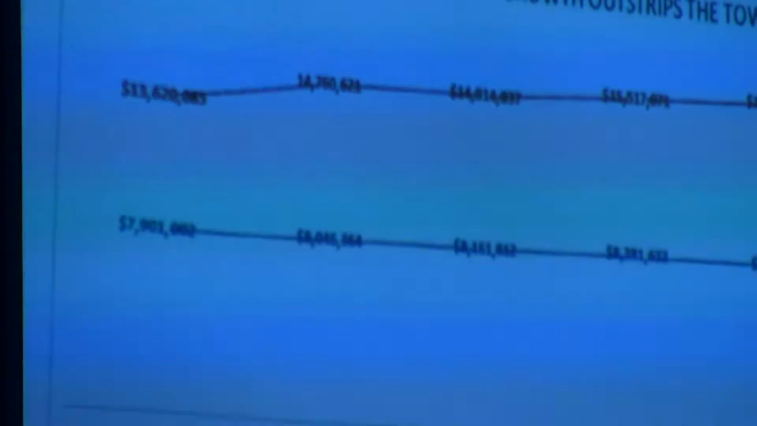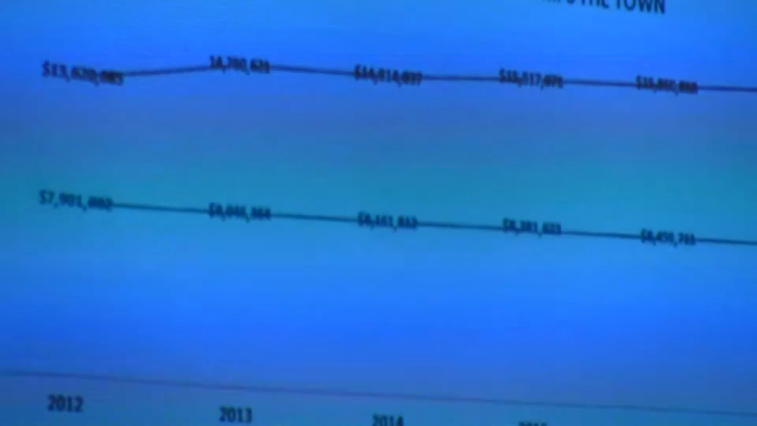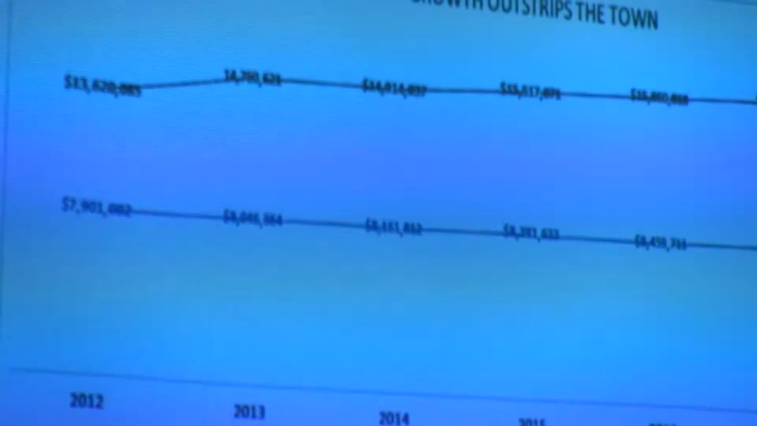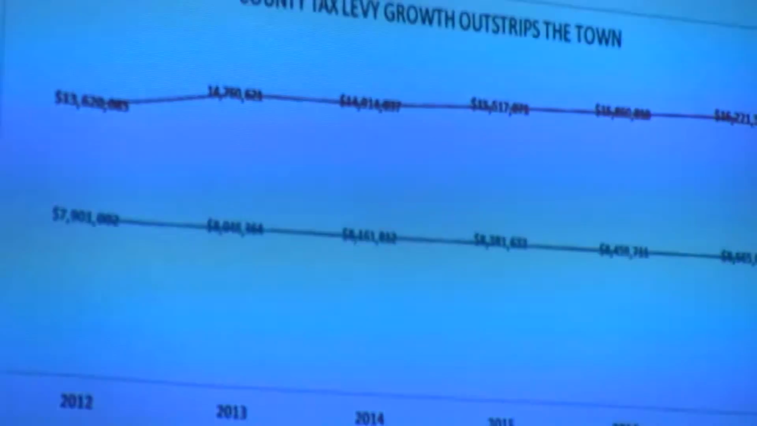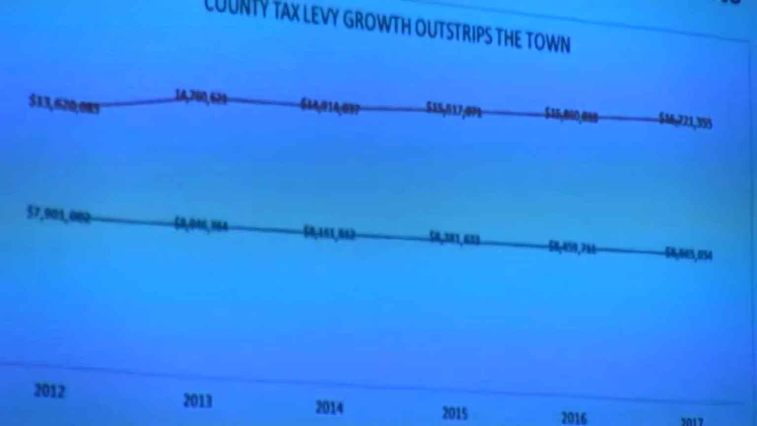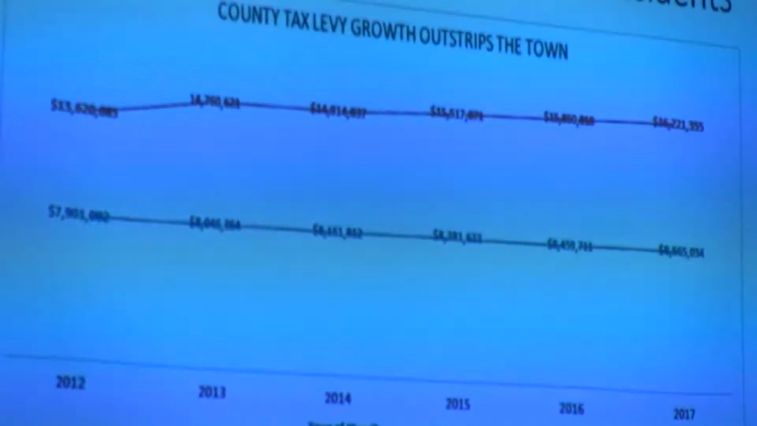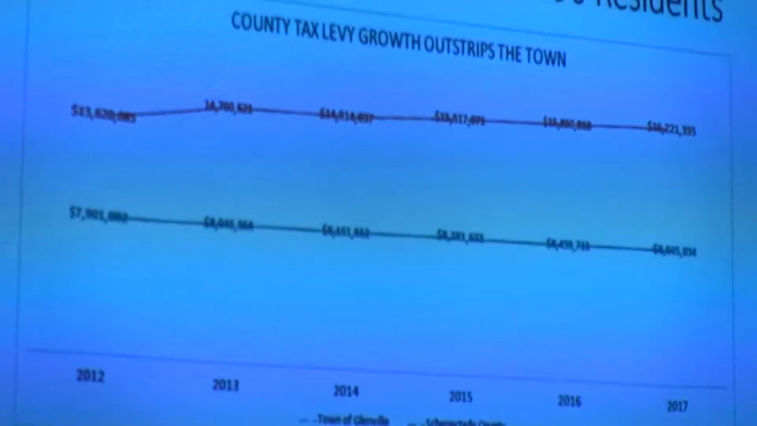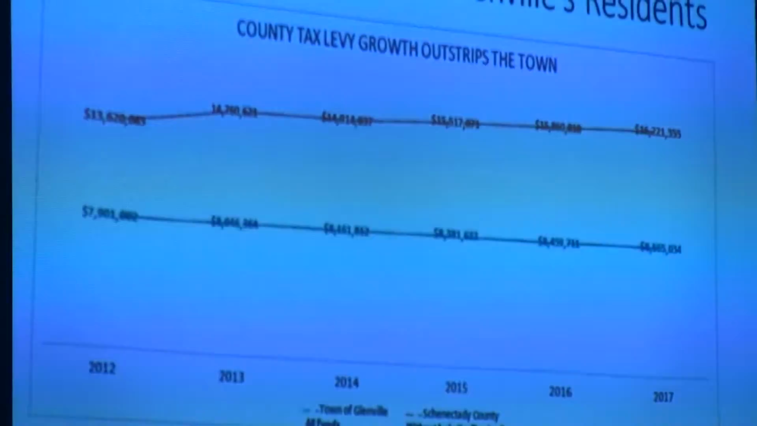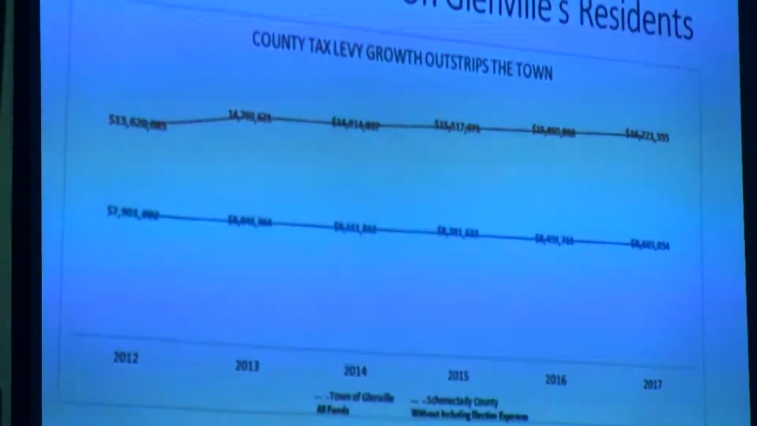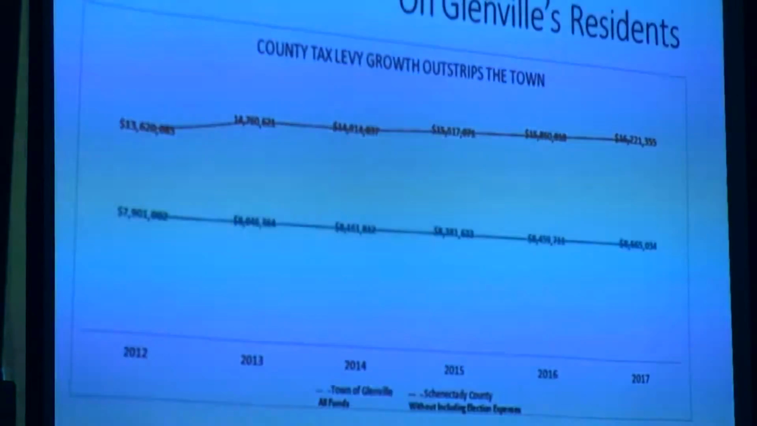So Schenectady takes 75% of the sales tax share, yet they're still putting a lot of the burden on the Glenville taxpayer. The red line is the growth of the county tax levy from 2012 to 2017. Just over 5 years, they've gone from 13.6 million to 16.2. Look at the uptick, where the town has stayed fairly flat. Now again, we only have 10 cents on the dollar, so our flat line is good, but where you're feeling your pain is in the county, the red line. That's where the pain's coming from, by and large, because it's a much bigger number going up at a much bigger rate.